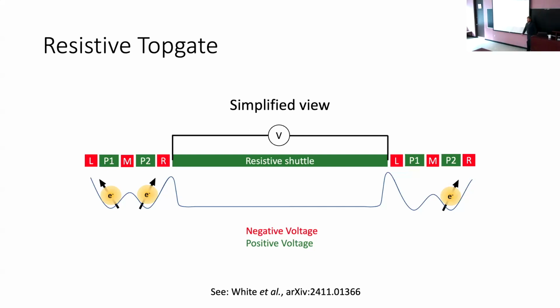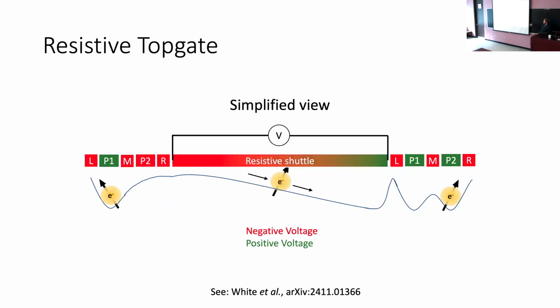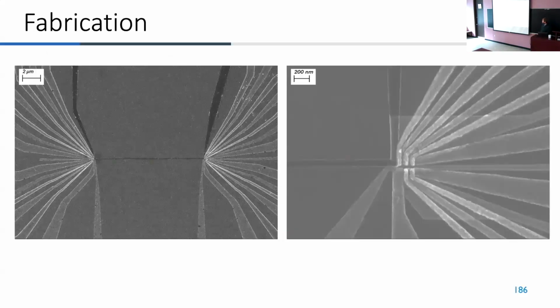Now that alone doesn't buy me an interconnect. I need to be able to control the slope of this potential, and the way that I would do that, I take an electron into the channel. If I now apply a current through that wire, apply a voltage difference across that wire, I can basically create this slide that will move the electron from one side to the other.